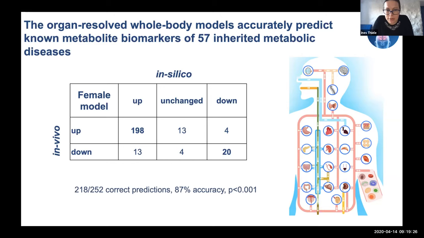You can see that across 57 different inherited metabolic diseases, with predicted and reported known biomarkers, we are doing very well. There is a bias towards increase of metabolites in vivo, and indeed we recapitulate that, but we also capture the few reported metabolites that are known to go down. Nonetheless, we have metabolites that are not overlapping, and that's worth further investigation. Overall, we have an 87% accuracy, and that is statistically significant, and we can actually show that we perform better with the organ-resolved, personalized sex-specific models than with Recon 3D per se.